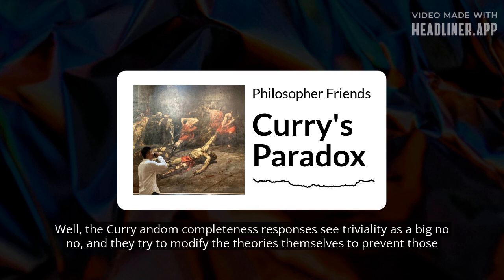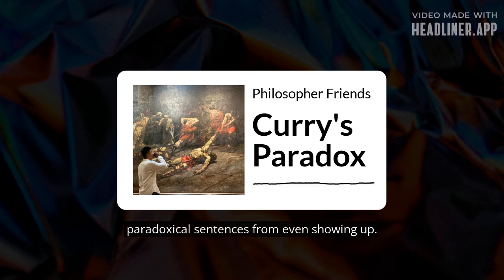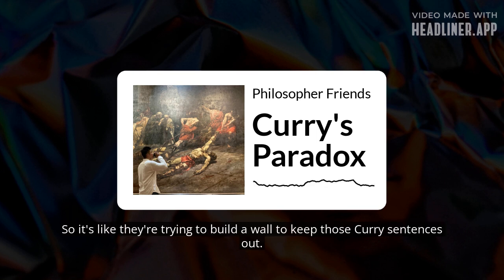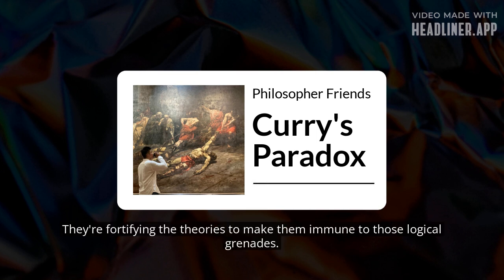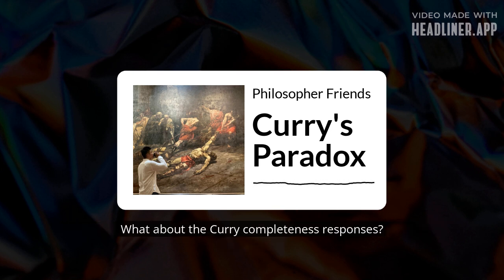Right. Well, the Curry incompleteness responses see triviality as a big no-no, and they try to modify the theories themselves to prevent those paradoxical sentences from even showing up. So it's like they're trying to build a wall to keep those Curry sentences out. Exactly. They're fortifying the theories to make them immune to those logical grenades. Makes sense. What about the Curry completeness responses?